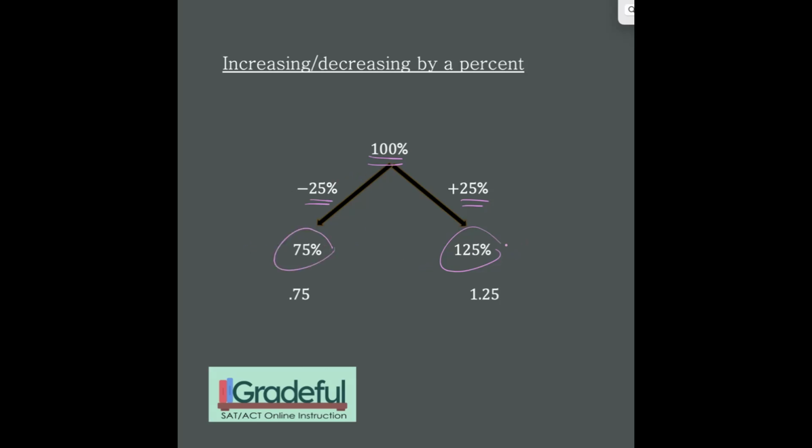Then you convert from percent to decimal form. So 125% becomes 1.25, or 75% becomes 0.75. So if we're going to decrease a number by 25%, we're really multiplying it by 0.75. Or if we're increasing a number by 25%, we're multiplying it by 1.25.